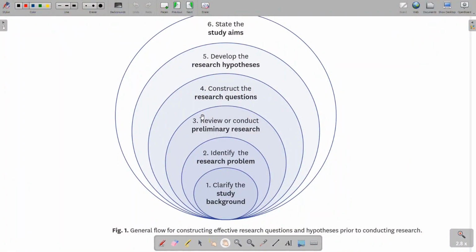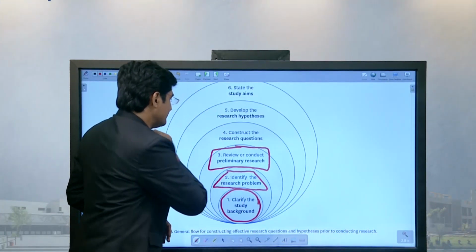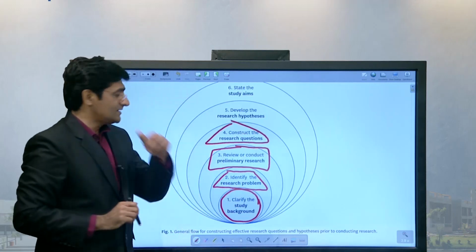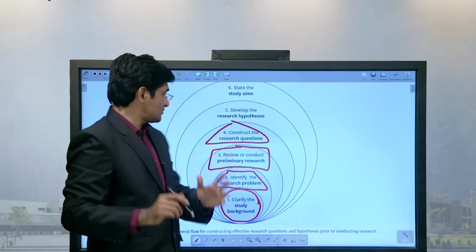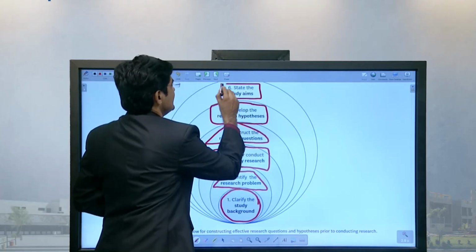Okay. This is what we understand as the general flow for constructing effective research questions and hypotheses prior to conducting research. Yes, general flow here. So, it starts with the very first point: clarify the study background. Second one, identify the research problem. Third point, review or conduct preliminary research. Fourth, construct the research question. Fifth, develop the research hypothesis. And sixth is the study aim, the aim and objective.